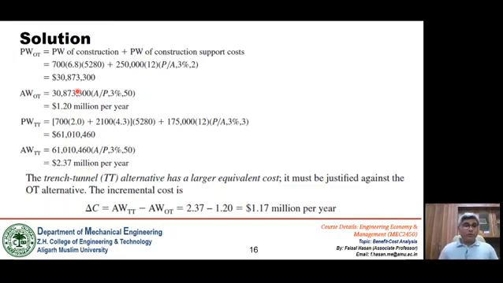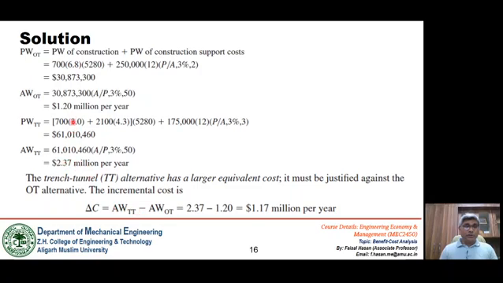Now, the alternative having the lowest cost will be written first. If we compare the two, the tunnel trench alternative has the larger equivalent cost. So we will write this as the second alternative. The first alternative will be the open trench. The incremental cost can be computed by subtracting the total cost of the open trench from the tunnel trench.